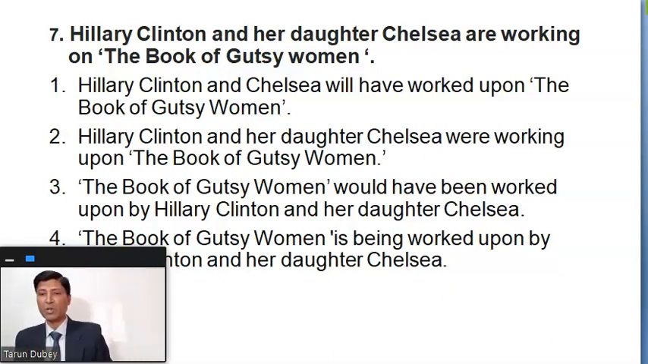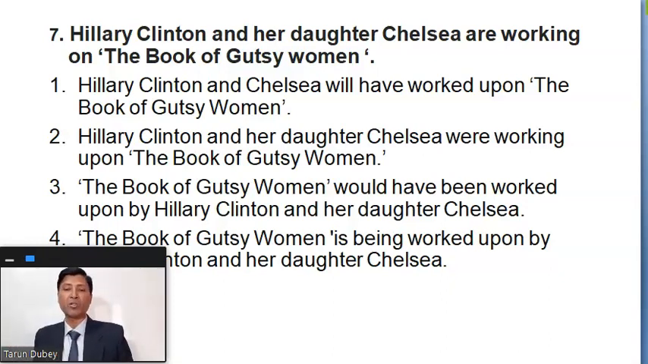Question number 7. "Hillary Clinton and daughter Chelsea are working on the book of Gutsy Women." Remember keyword. Where is the keyword? Verb, auxiliary verb plus main verb X. "Are working." Present continuous tense.